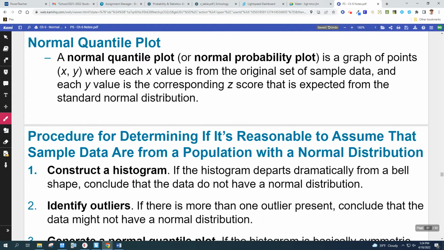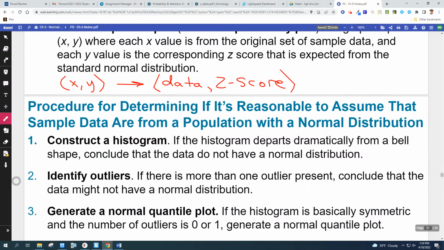A normal quantile plot is a graph of points x, y, where each x value is from the original set of sample data, and each y value is the corresponding z-score expected from the normal distribution. So we're going to graph a bunch of x, y points, but those points are essentially the data numbers and a z-score. Keep in mind that the z-score is going to come right from the chart.